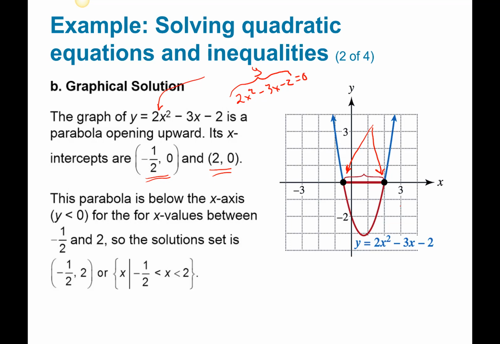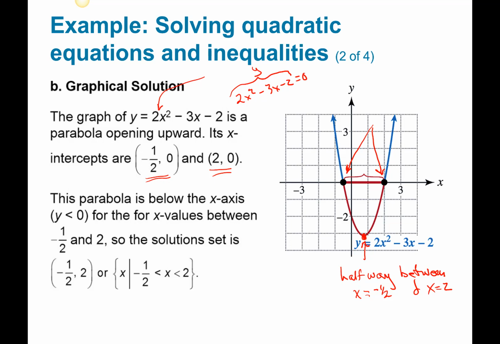We know it opens up. Now, here's something kind of cool. We can also figure out where this is, because this is halfway between x equals negative a half and x equals 2. Well, if it's halfway in between, how do you find halfway between two numbers? You add them and divide by 2.